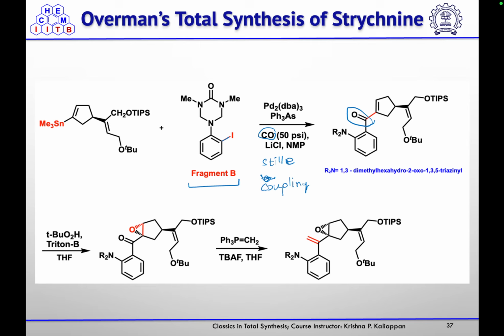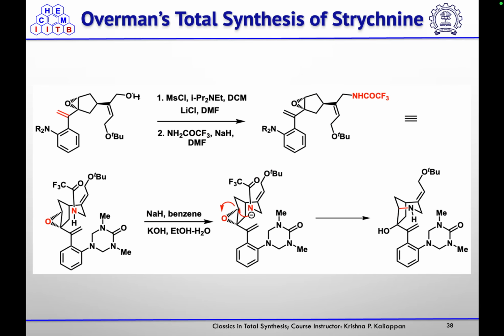then they treated it with this alkaline source for epoxidation, and did the epoxidation of this enone to get the corresponding alpha epoxide, and then that ketone was converted, on treatment with methyl Wittig, to the corresponding alkene. On treatment with TBAF they did the TIPS deprotection. Here it will be OH.